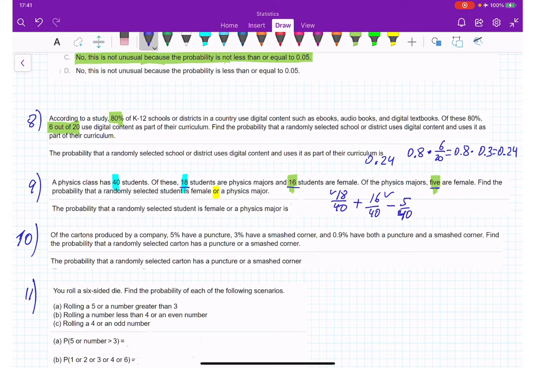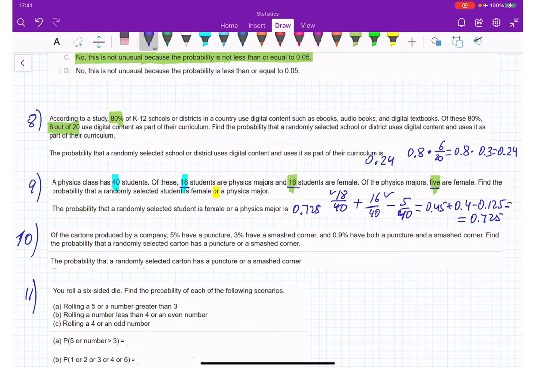And you will have a similar case in the video lecture. So that means 0.45 plus 0.4 and minus 0.125. And the answer is going to be 0.725, which means 72.5% of selected students are going to be female or physics major.